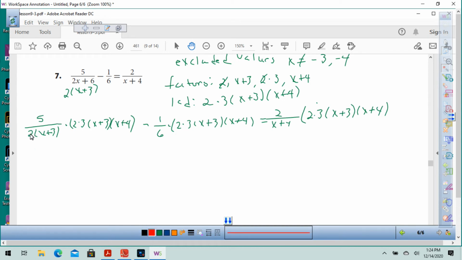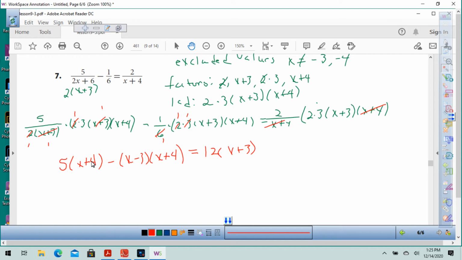See what we can do. Let's see, we can get rid of the 2's, x plus 3. And that leaves us with 5 times x plus 4. We get rid of the 6 and the 2 and the 3. And that's going to be minus x minus 3 times x plus 4 equals, we get rid of that, and we're going to have 2 times 2, which is 4, times 3 is 12. And then x plus 3.